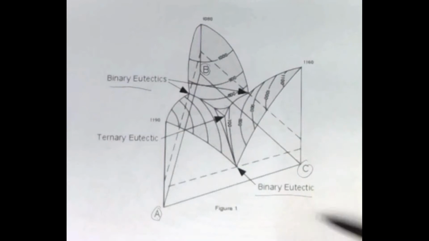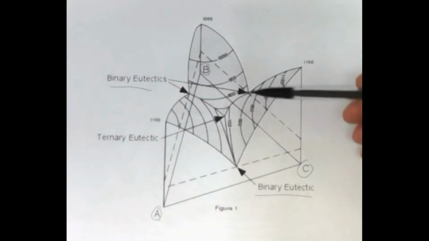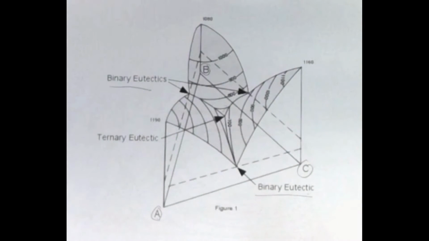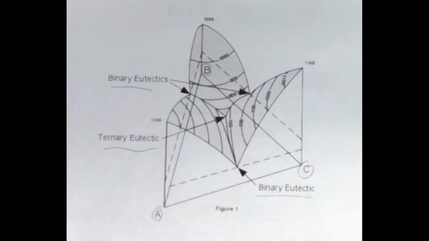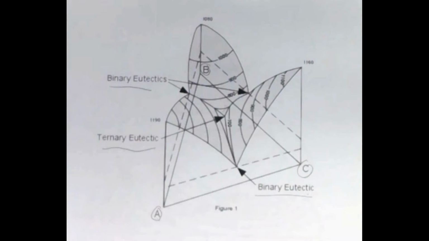This is how we achieve the three binary eutectics, and in combination we obtain the ternary eutectic. Now, in order to read the ternary diagram, this 3D image approach would be very confusing. So to solve this problem, we transform it to a 2D approach.